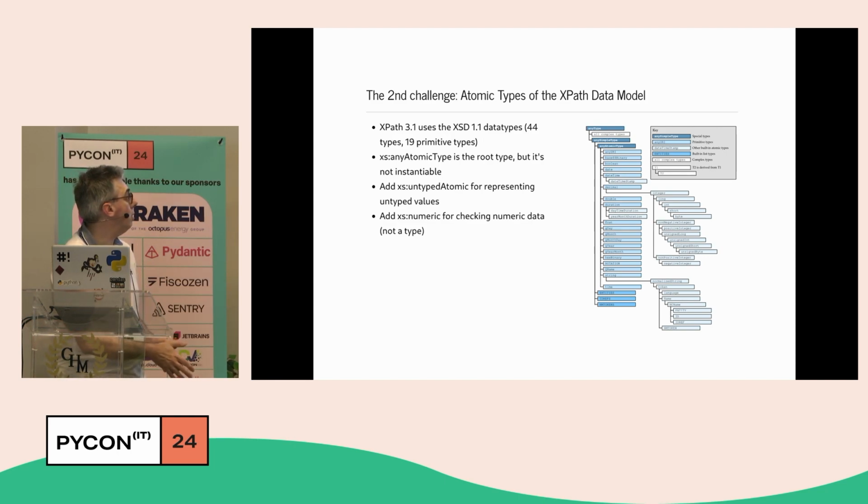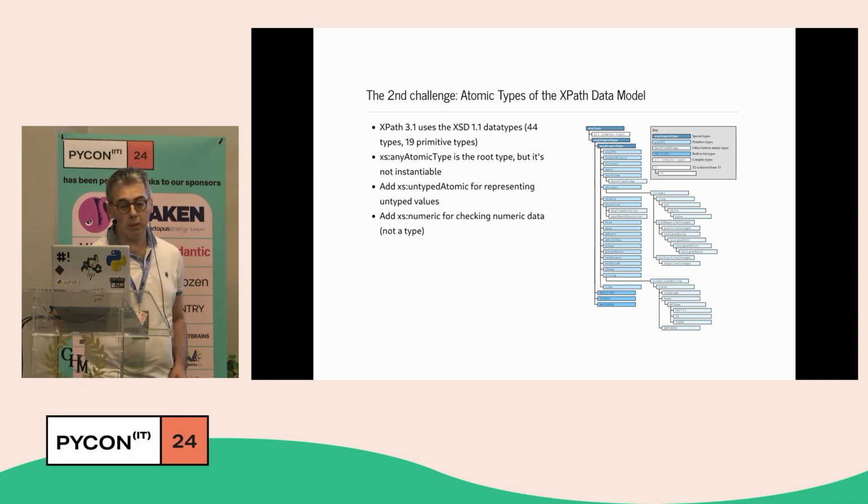The second challenge is about atomic types and the XPath data model. On the right, there is the XSD 1.1 hierarchy of types. There are some problems with that, because anyAtomicType is the root type of all atomic types in XSD, but it's not instantiable.